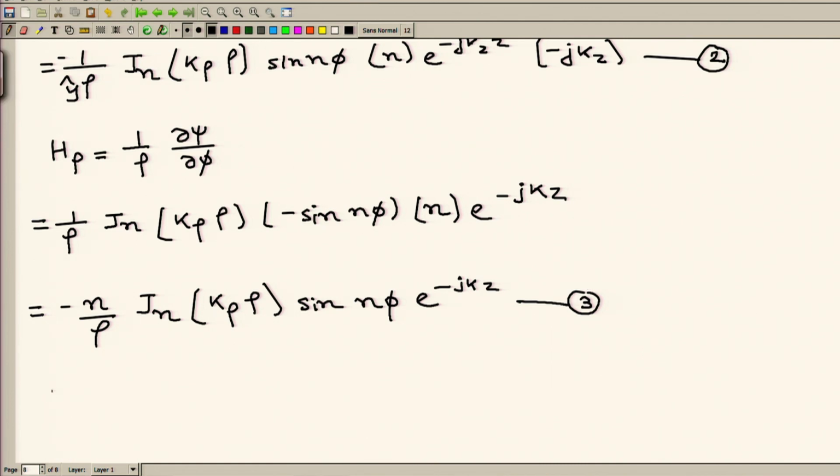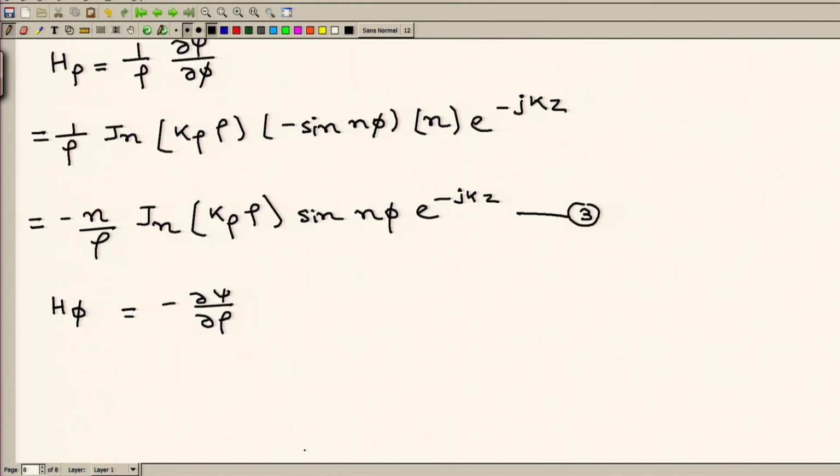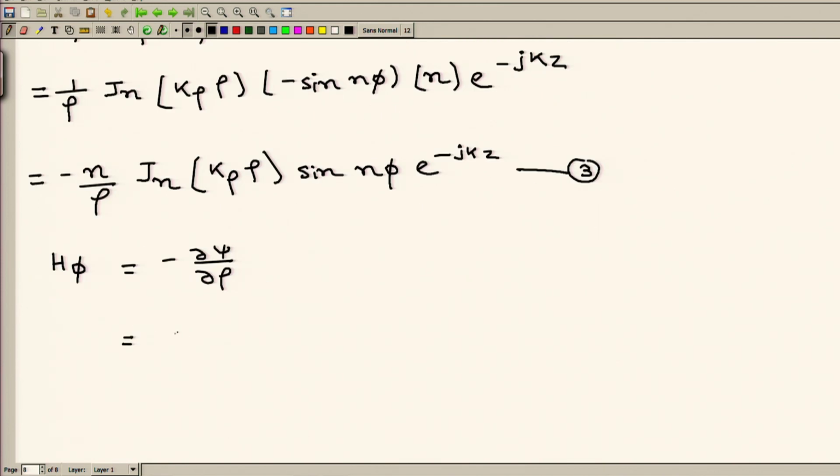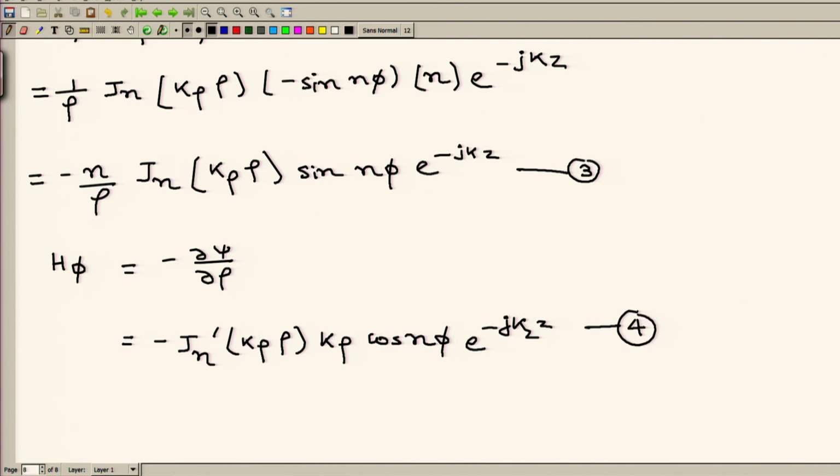Now, H phi is minus del psi by del rho, that is equal to, with respect to rho, minus J n prime k rho cos n phi e to the power minus j k z z. So, this is equation number 4.